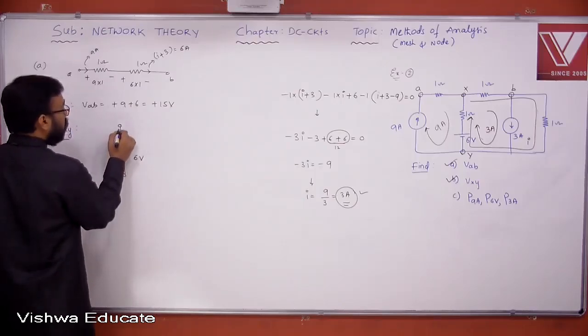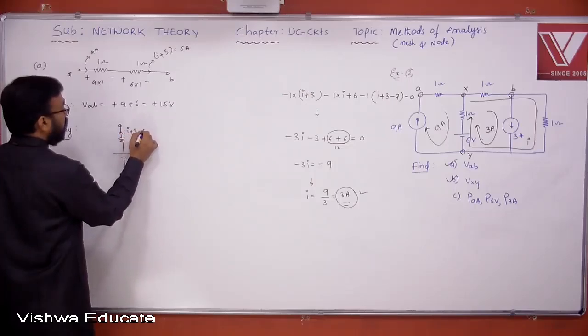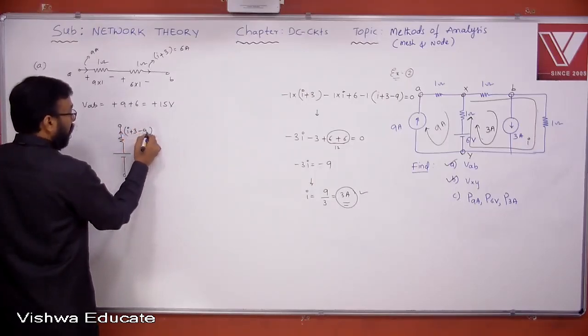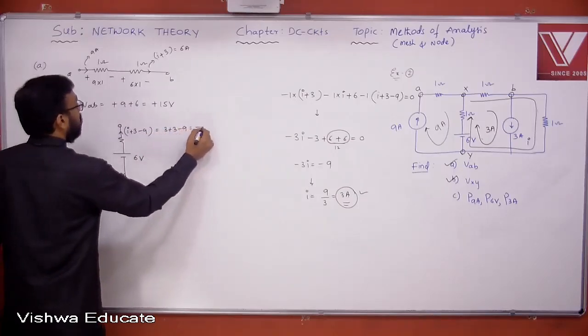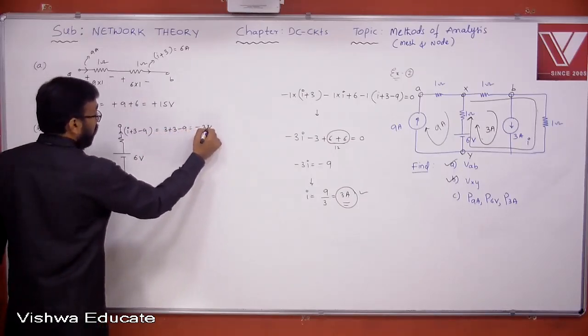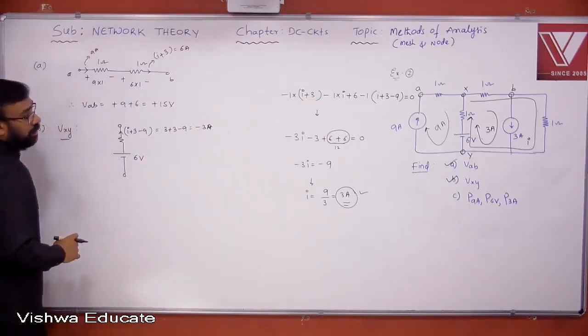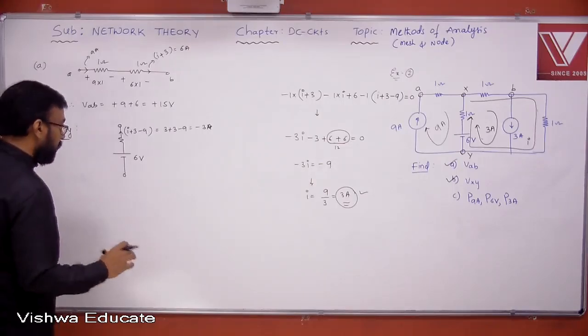The current flowing here is what? Okay. I plus 3 minus 9. So what is I actually? 3. 3 plus 3 minus 9. So 3 plus 3 minus 9 is nothing but minus 3 amperes. Yes or no? 6 minus 9, minus 3 amperes. Okay. I is 3. 3 plus 3, 6. 6 minus 9, minus 3 amperes.